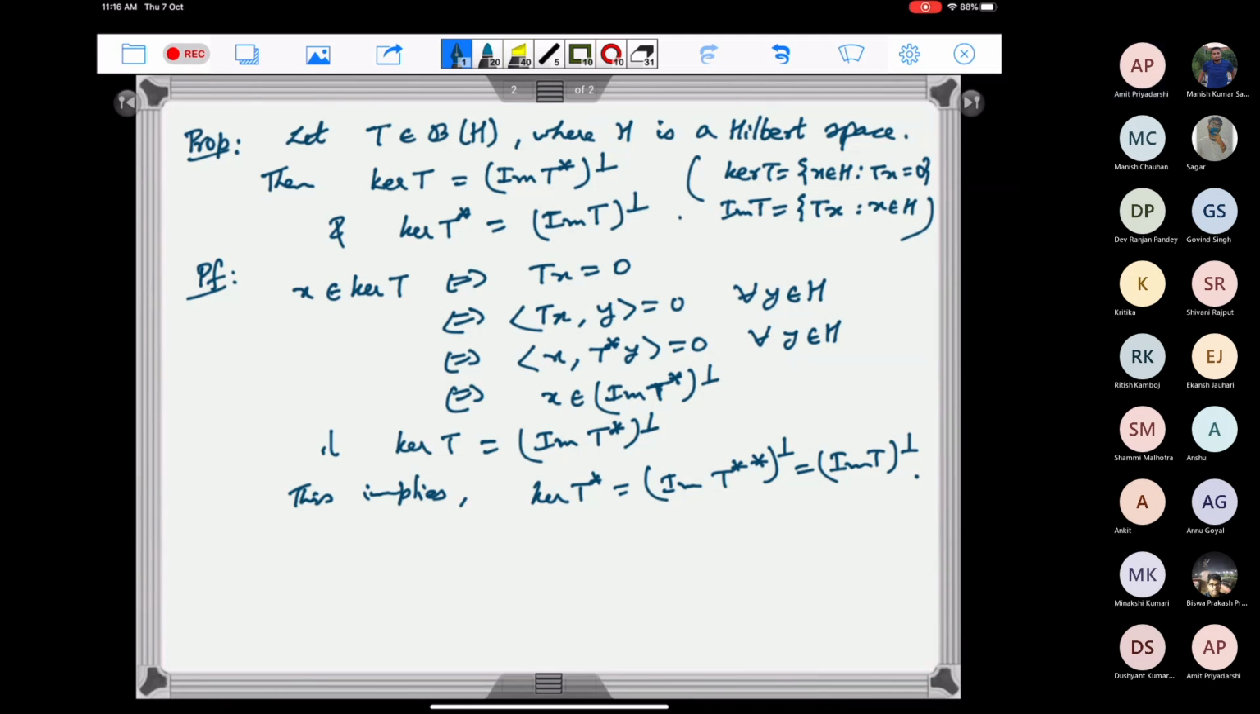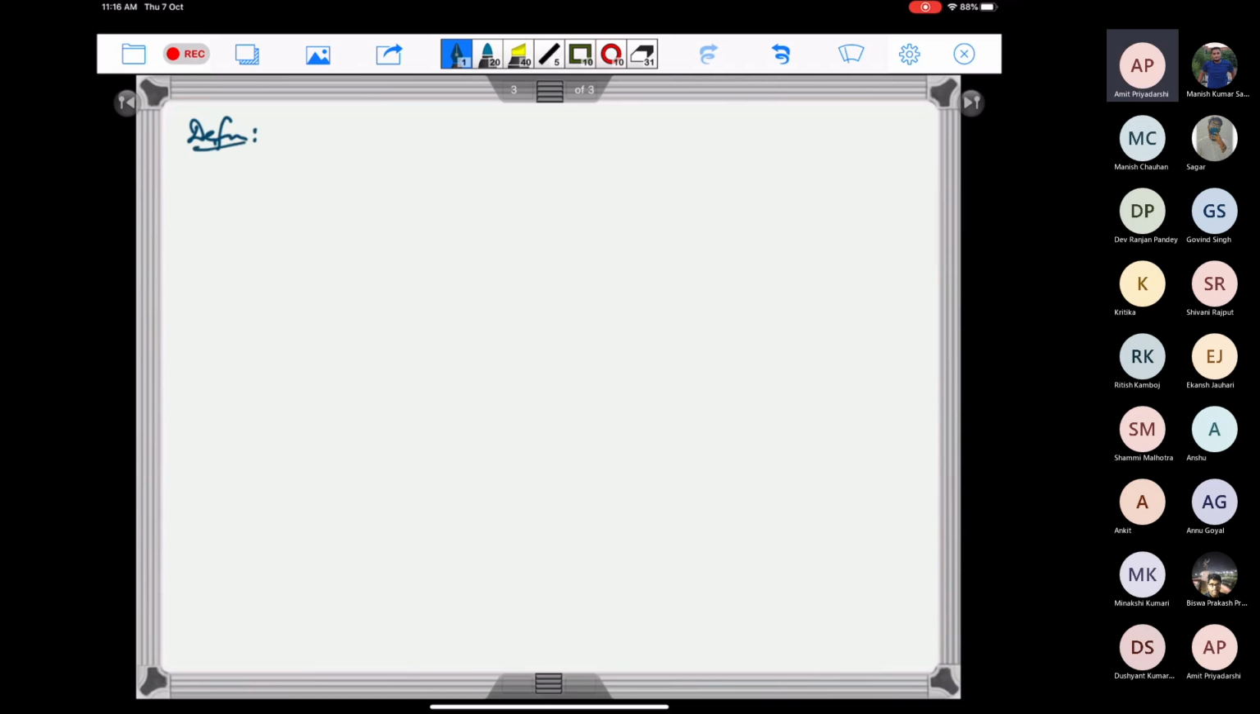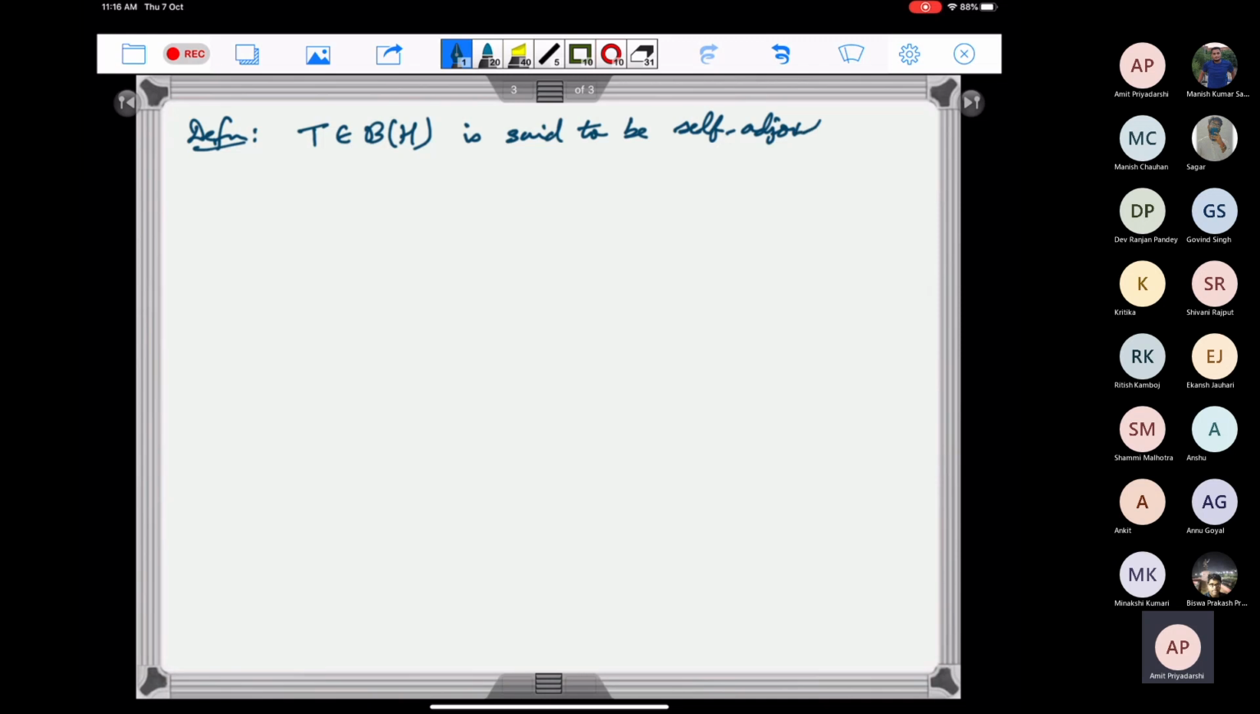Now let's give a definition. T belonging to B of H, where H is always for Hilbert space, is said to be self-adjoint or Hermitian operator if T star is equal to T. Like we talk about Hermitian matrix or self-adjoint matrix, similarly for operators, if T star is equal to T, it is called self-adjoint or Hermitian.